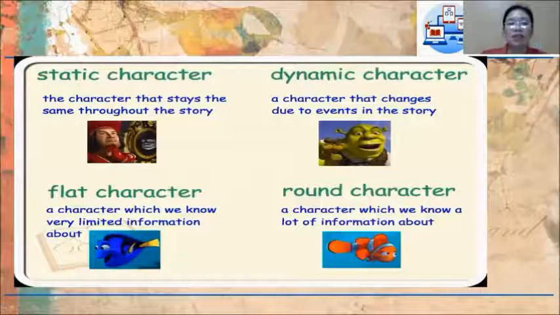So she could be a wicked sister all throughout the story. And then we have dynamic character, a character that changes due to events in the story. Dynamic means many personalities that change for better or worse by the end of the story. For example, if you have seen the movie Shrek, Shrek portrays a dynamic character.